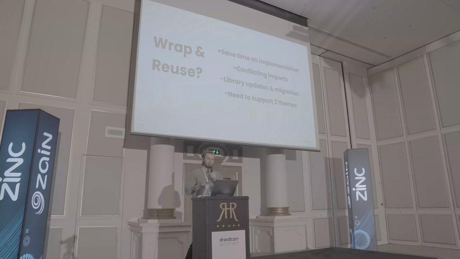So, what are the benefits and costs of this approach? Wrap and reuse an already existing design system. First of all, of course, you're going to save a lot of time on implementation, but then you will have to fight the conflicting imports, spend time on library support and migration, and you need to support 2 teams, because Material Design doesn't have everything you need. You would still have to implement some custom components which do not exist in their design, so you have to provide some properties for those custom components too.